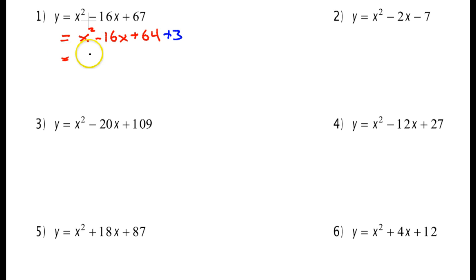So now we can write it as what? x minus, and we just bring down the plus. There we go. Ready to graph. Just a little small step. Where's the vertex?